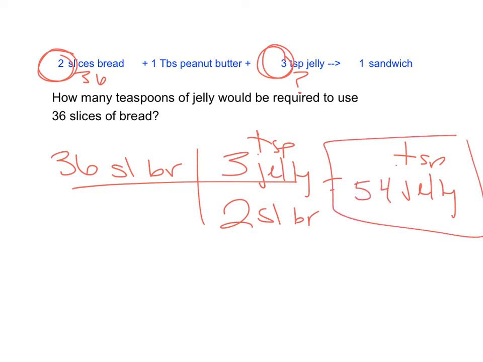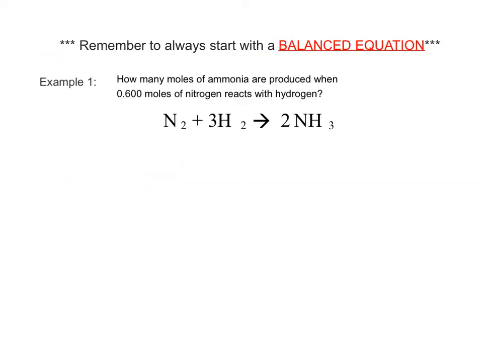So our conversion factor came from the coefficients in our balanced equation. So in order to be able to do this, we always have to have a balanced equation. That's going to be that ratio. But we're not going to be dealing with bread and teaspoons of jelly. It's going to be with moles of different substances.